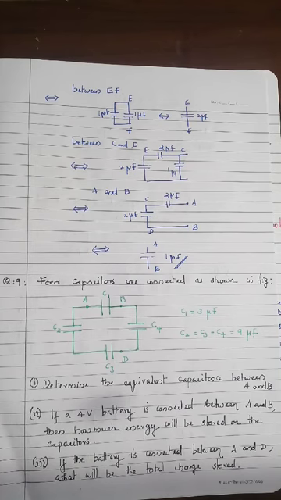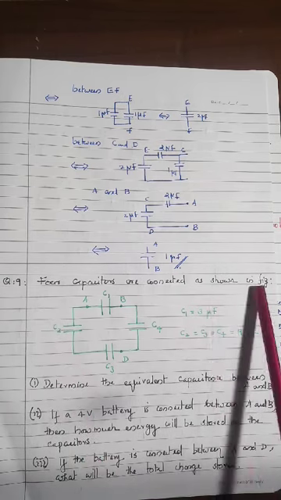So keep in mind, while considering the capacitors in parallel, we have to take Cp is equal to C1 plus C2 plus C3. That is a very important concept. Then we are waiting, a very good question. Number 9. 4 capacitors are connected.